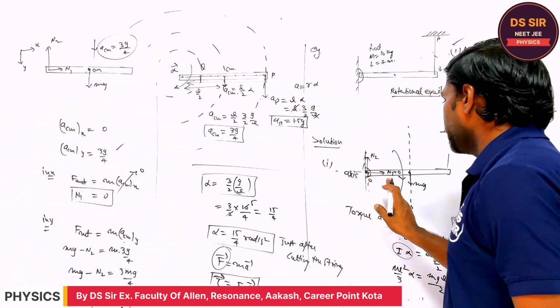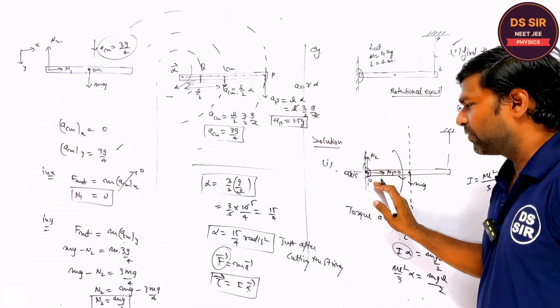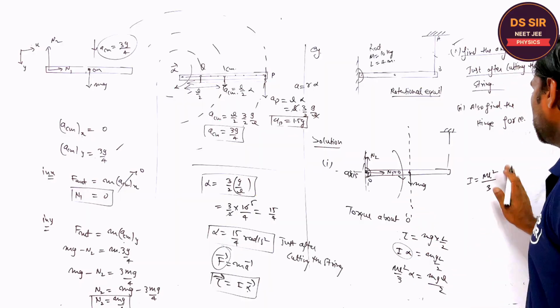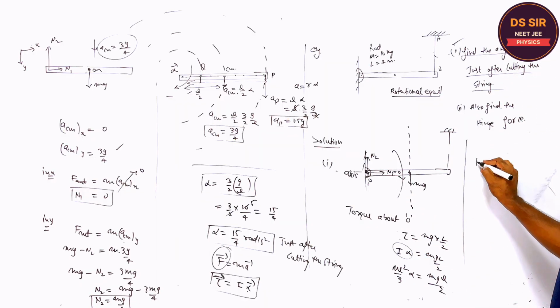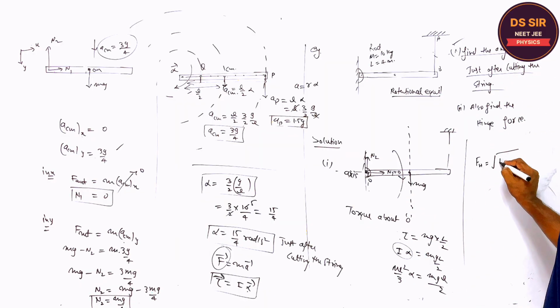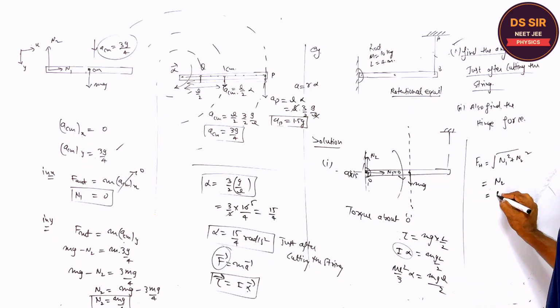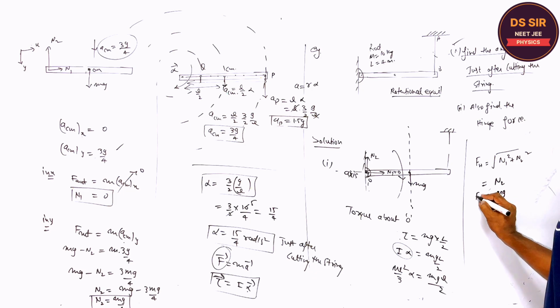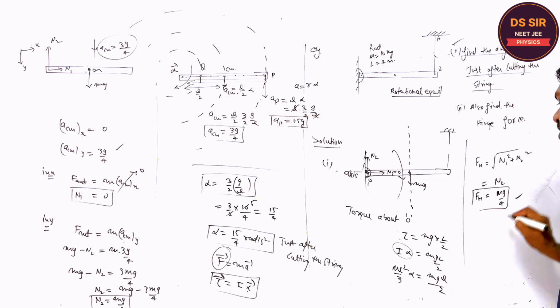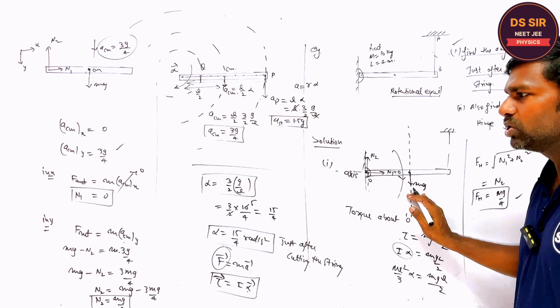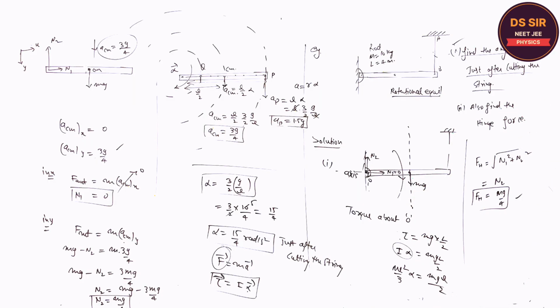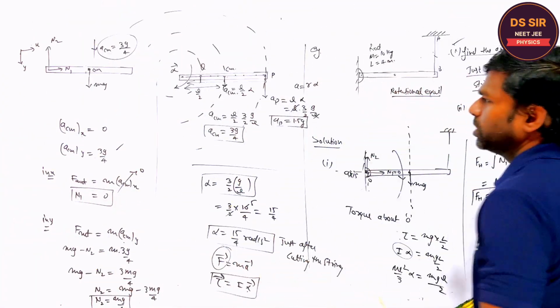If you have found N2 and N1, we can find the hinge force. What is the hinge force? I am writing here: the hinge force is nothing but root over N1 squared plus N2 squared. But N1 is 0, therefore it is equal to N2, which is mg by 4. So this is the hinge force. Do you understand this solution, Varsha? Copy this. So I think this question is clear.